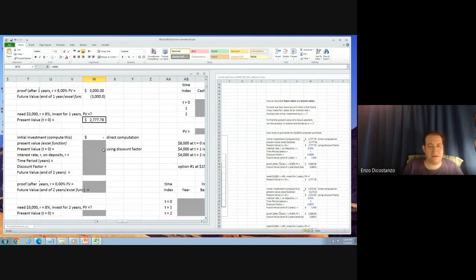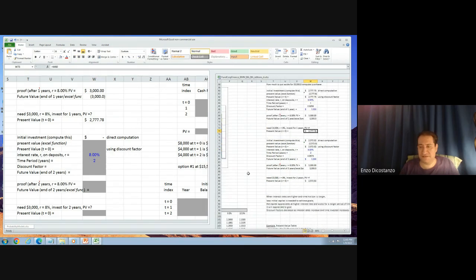So again, starting with this problem, you need 3,000 in a year, so you need 2,778 today. But now you have a 2-year version of this at 8%. And again, you want 3,000. So now you're going to compare. For a year out, you need 2,777. For 2 years out, you're probably going to need less.